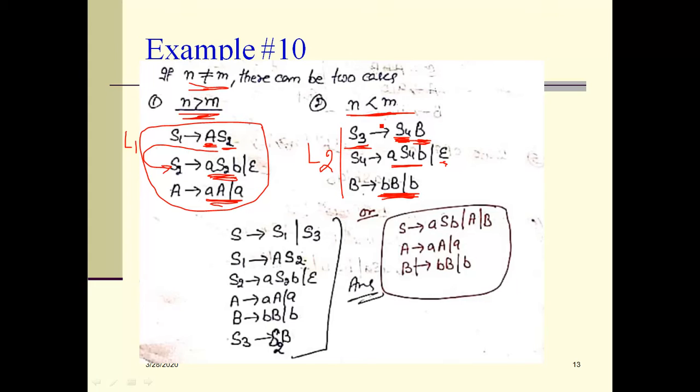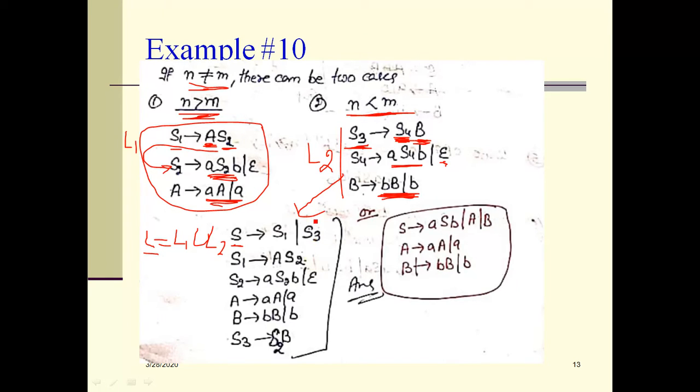So now I combine these two into a third grammar, which is L, and L is L1 union L2. S is the new start symbol for language L. S derives either S1, the start symbol of the first language, or S3, the start symbol of the second language. A string can be generated from either of these start symbols. Either it is in the language L1 or in the language L2, right?